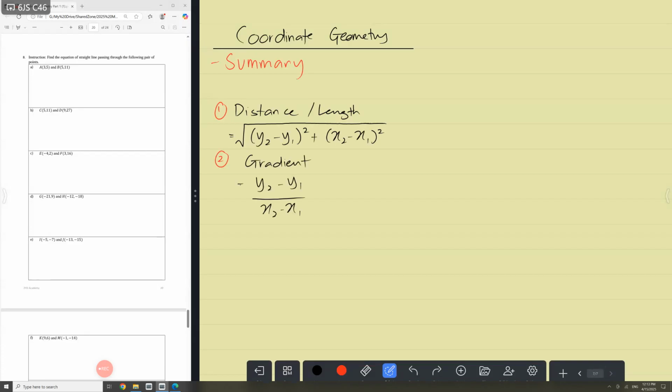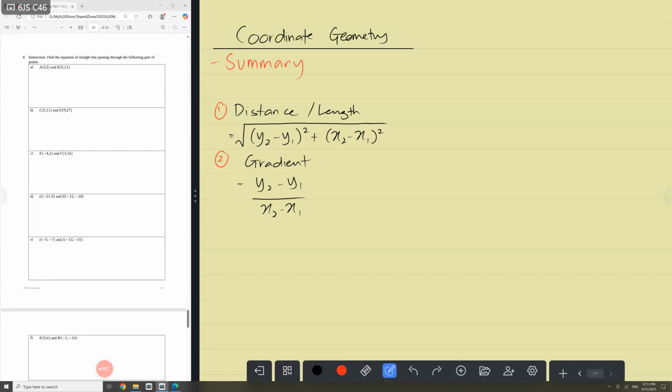Next thing is the gradient. The gradient of a line is given by y2 minus y1 over x2 minus x1. The thing about the formula for gradient is that it is a little bit rigid. You cannot interchange the position of y and x. That means I cannot put x2 minus x1 over y2 minus y1, because it will change the whole value. You can only change it to y1 minus y2 over x1 minus x2, as long as they're consistent. So that's the second.